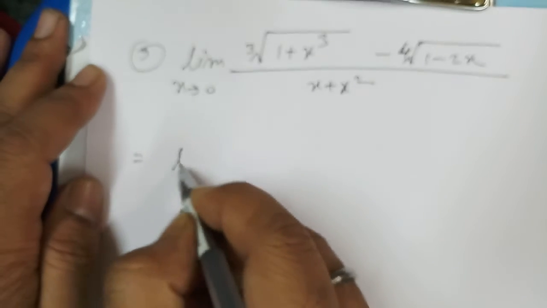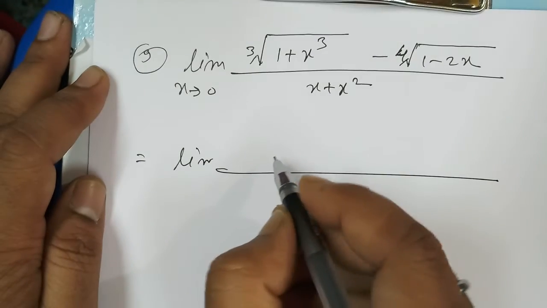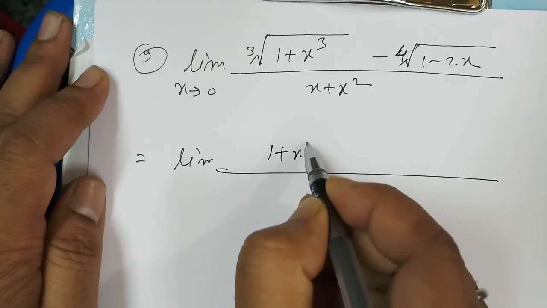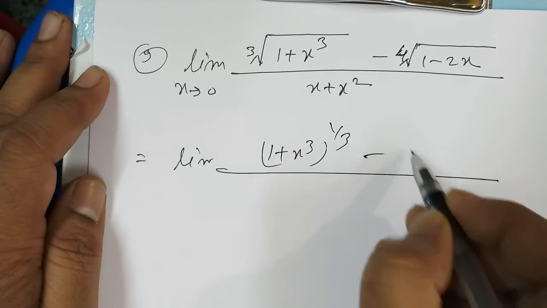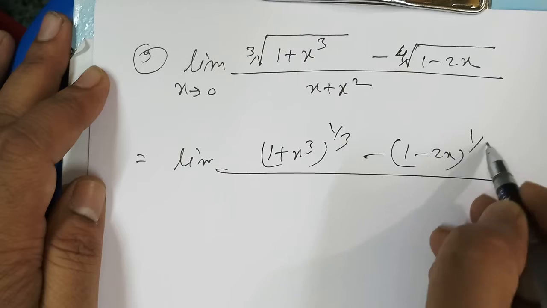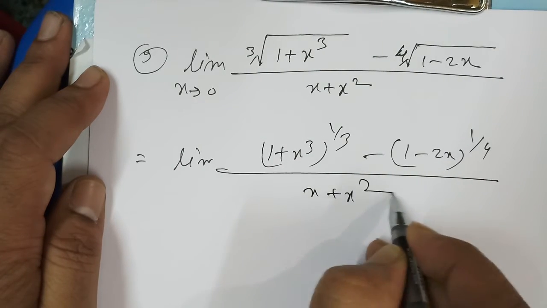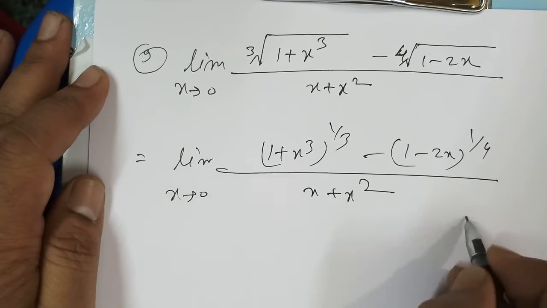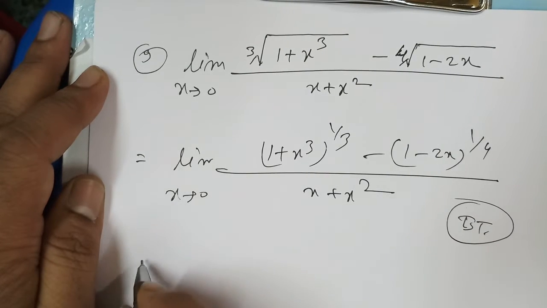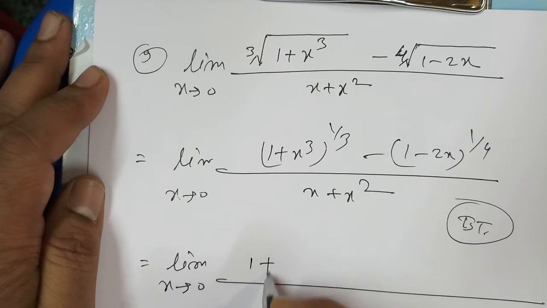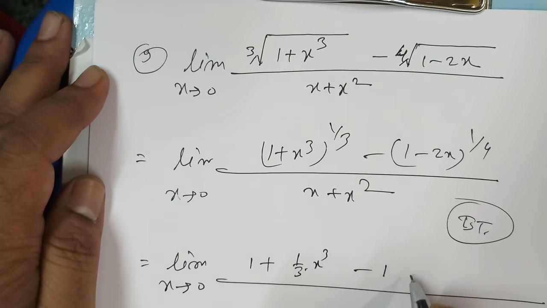As x tends to 0, apply the binomial theorem: the limit of ((1 + x^3) to the power 1/3 - (1 - 2x) to the power 1/4) upon (x + x^2). Now according to BT, this will be the limit as x tends to 0 of (1 + (1/3)x^3 - (1 - (1/4)(2x))) upon (x + x^2). This is a very easy method.